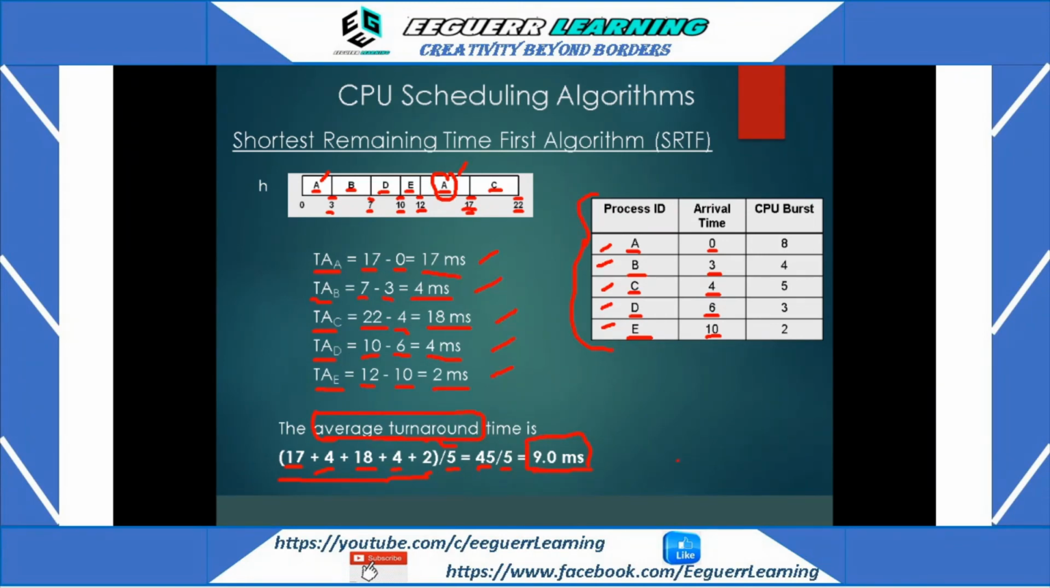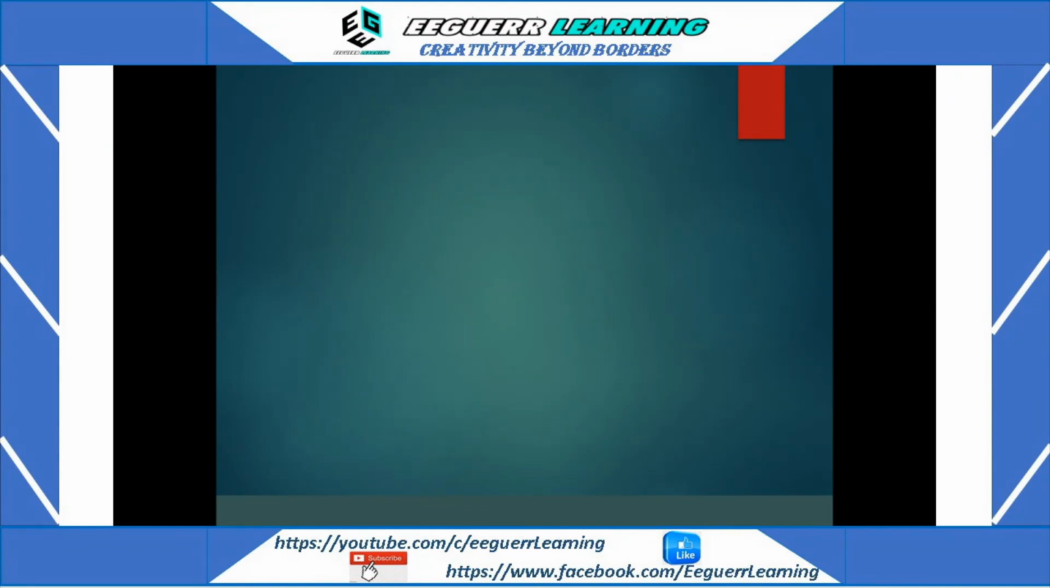So that's it. We're done solving the SRTF average waiting time and average turnaround time. Later we're going to compare all the algorithms to see which is the fastest among the 3 that we have solved. So let us move to our last part.